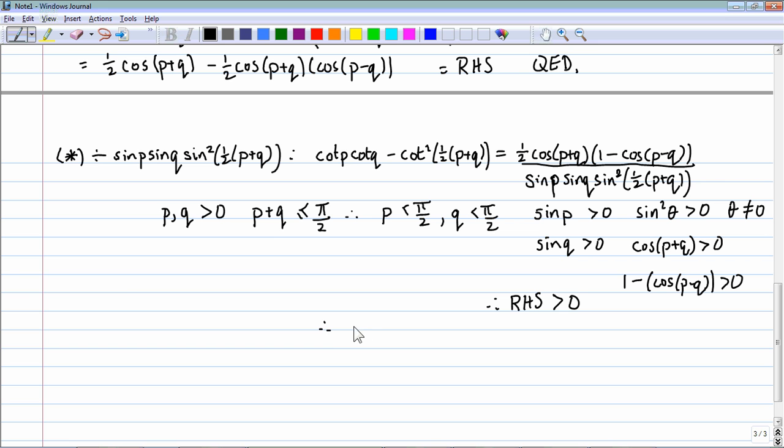and therefore cot p cot q is greater than, oh actually are we allowed to include 0? Yeah, we are, because p plus q is less than or equal to pi over 2. Okay, so actually cos p plus q could be 0 if p plus q were pi over 2. So the right hand side is greater than or equal to 0, so cot p cot q is greater than or equal to cot squared half p plus q. Okay, which was to be shown.